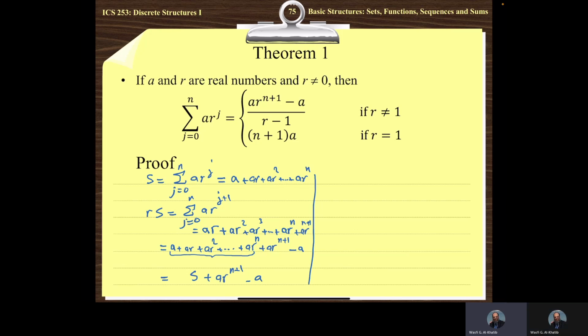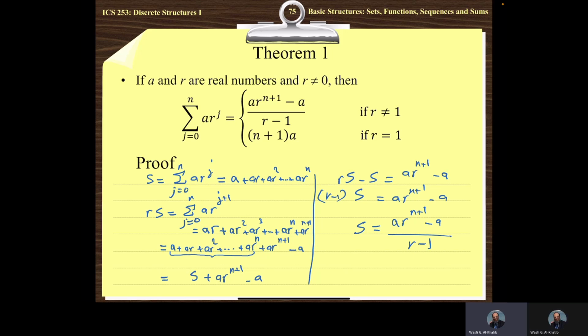What do you think I should do? I think now the trick has become clear. Take S to the other side, right? So rS minus S equals what? a r to the n plus 1 minus a, right? Then r minus 1 multiplied by S is equal to a r to the n plus 1 minus a. So now S equals what? a r to the power n plus 1 minus a, divided by r minus 1.